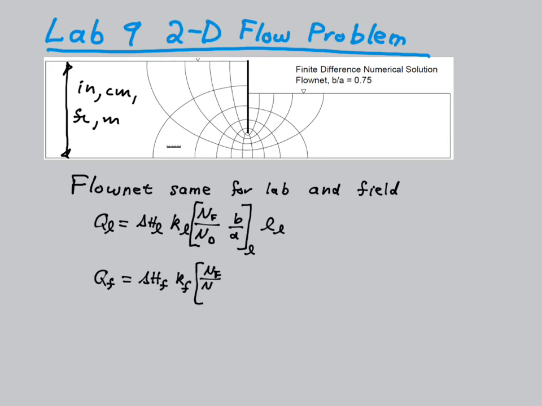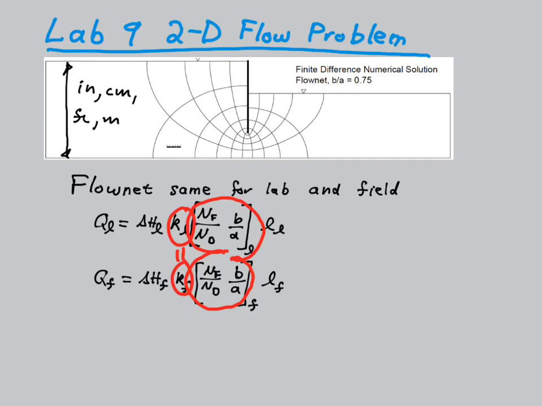And similarly in the field, I can write Q sub F in the field is equal to the delta H in the field, the change in head, times the hydraulic conductivity in the field, times N sub F over N sub D times B over A in the field, times the length of the problem in the field, into the paper. Now, the hydraulic conductivity is the same in the lab or in the field, because in the lab we use the same soil that we're supposed to have in the field. And if the flow net is the same in the lab or the field, then these two quantities are the same in both the lab and the field.